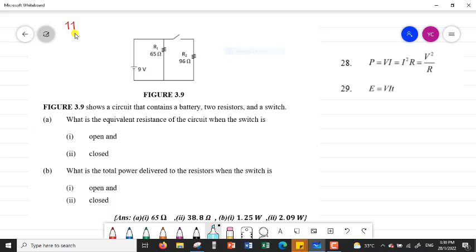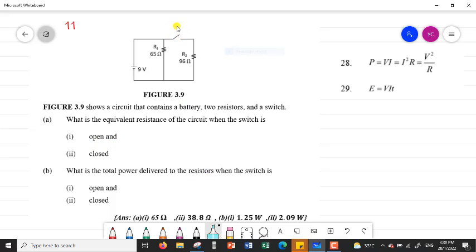So question 11 in our tutorial 3, we are given figure 3.9 whereby we have a circuit containing a battery, 2 resistors, R1 65 ohm, R2 96 ohm and a switch. So question A, what is the equivalent resistance of the circuit when the switch is open?